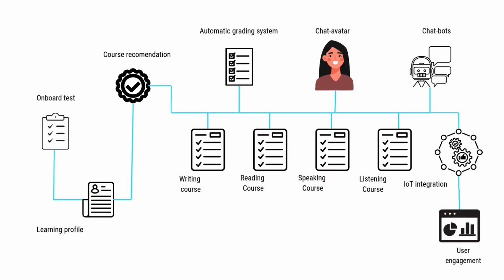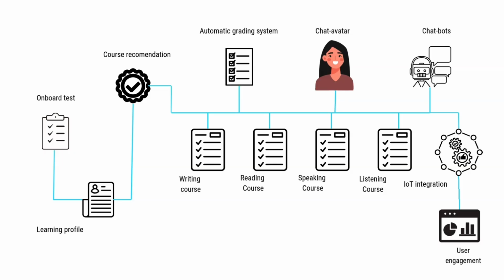Students enter the system through a different flow. Once a student logs in, they begin with an onboarding test, which evaluates their reading, listening, writing, and speaking skills. Based on their scores, a learner profile is created. This profile is used by our course recommendation engine to suggest personalized courses from the LMS. Each course includes assignments and quizzes, all automatically graded.